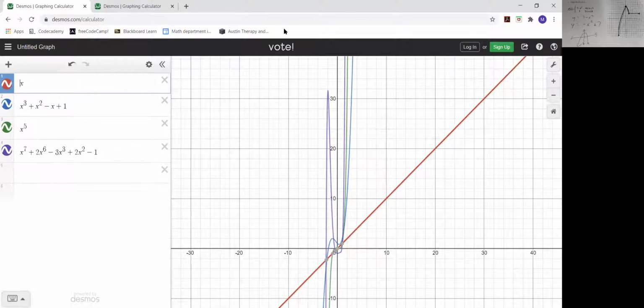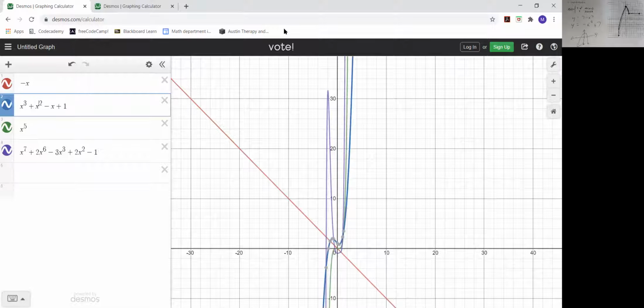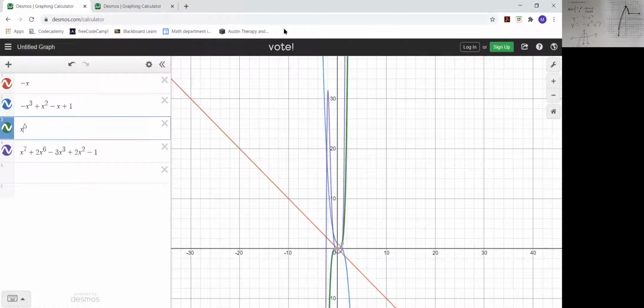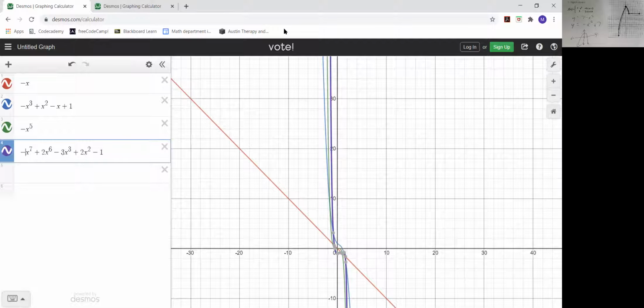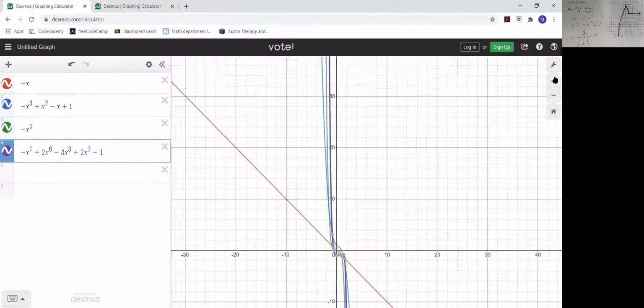If I throw in a negative sign in front of this, so if the leading coefficient is negative, then my line flips. So now I have a negative line with a -1 slope. And if I do the same thing to each one of these, I throw a negative in front of each one of these, the end behavior of these is now flipping. So now they're going the opposite way.